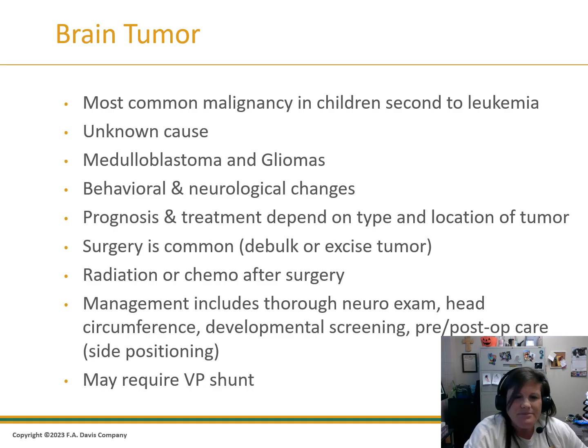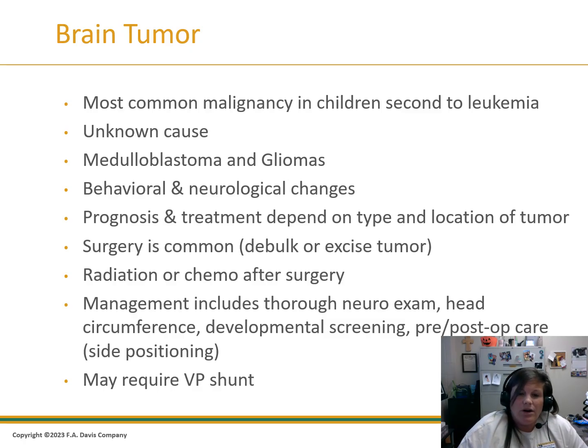Okay, so now we're moving to brain tumor. This, we said, is the second most common form of cancer in pediatrics. It's the most common type of solid tumor in pediatrics. So we're going to look at various solid tumors named based on their location in the body, this one being the most common of that group. It's also the most common malignancy in children.